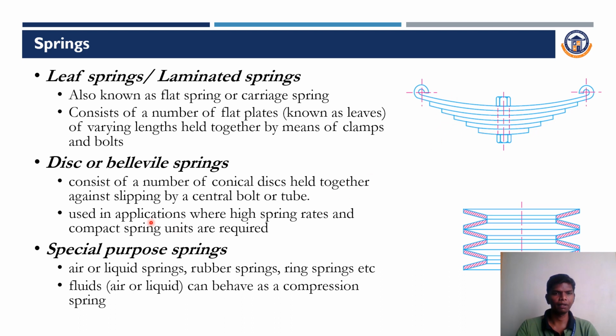This is a disc or Belleville spring, made of a number of conical discs held together against a central bolt or tube, used in applications where high rates and compact springs are required. Leaf springs are widely used in heavy load vehicles. You all see in a truck or car, minimum four-wheeler vehicles are using leaf springs only.